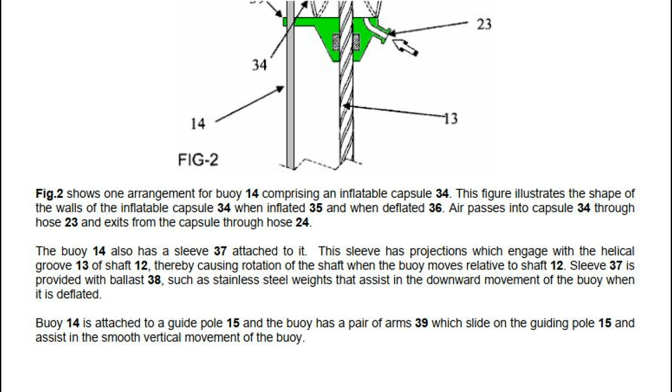Buoy 14 is attached to a guide pole 15 and the buoy has a pair of arms 39 which slide on the guiding pole 15 and assist in the smooth vertical movement of the buoy.